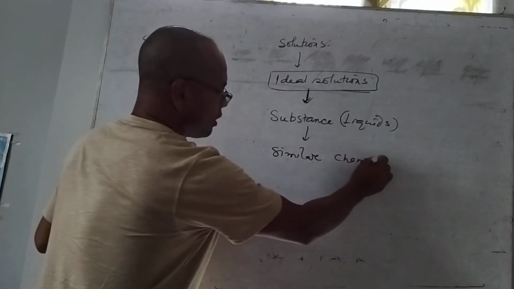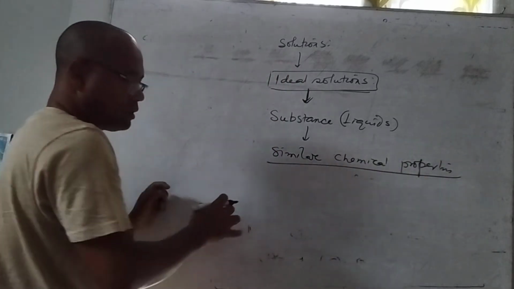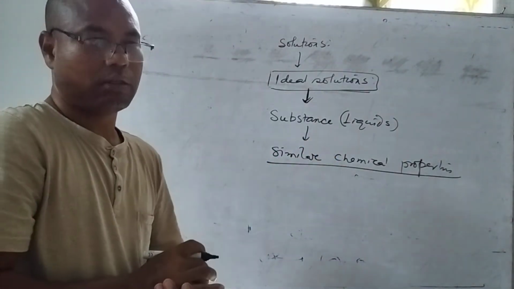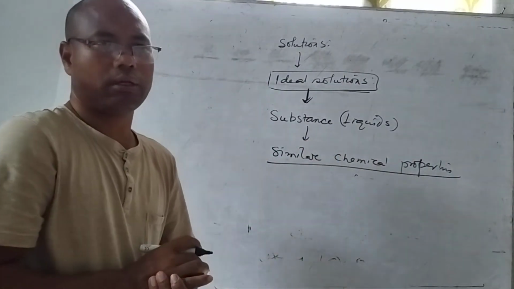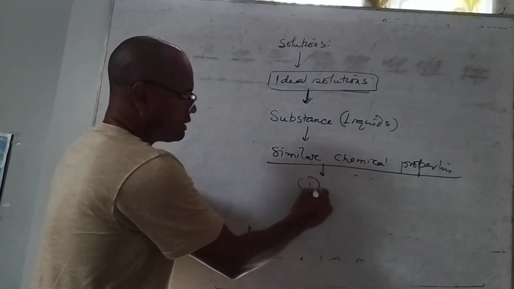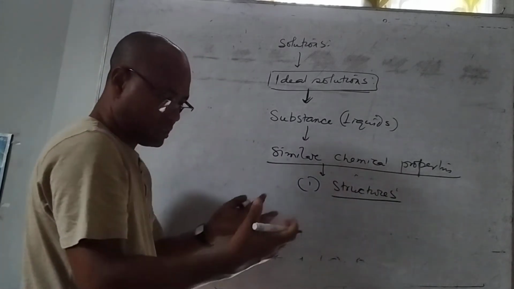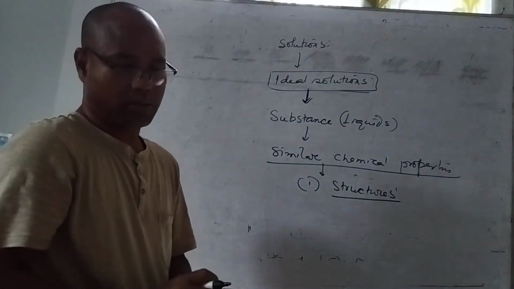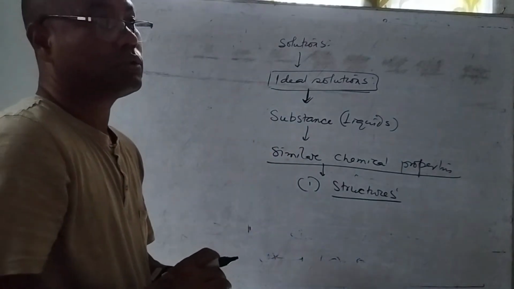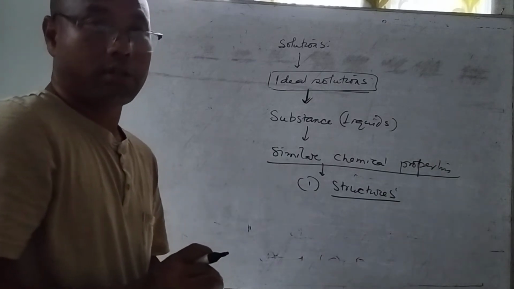Similar chemical properties. So we have some chemical properties. That chemical property should be similar, not the same. What type of chemical property can we focus on here? Number one, structure. Structurally, it looks the same. When two substances like that are mixed together, we can consider that solution as an ideal solution.